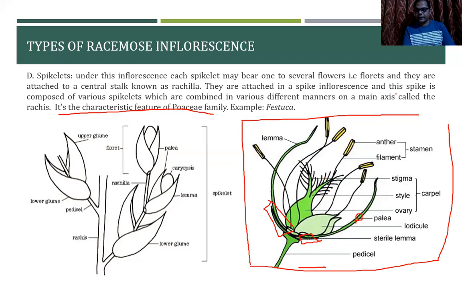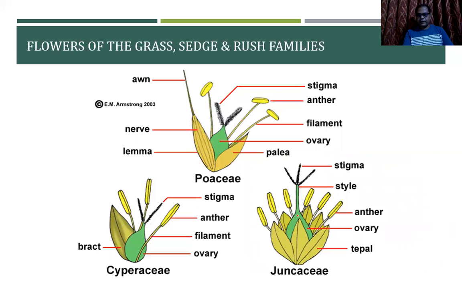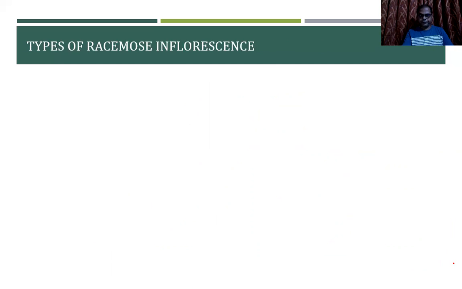So when the anther releases the pollen grains, the pollen grains get attached to this particular feathery structure of the stigma, and further pollination takes place. Now this is the structure of the flower of the Poaceae family. This is the structure of the flower of the Cyperaceae and Juncaceae family.